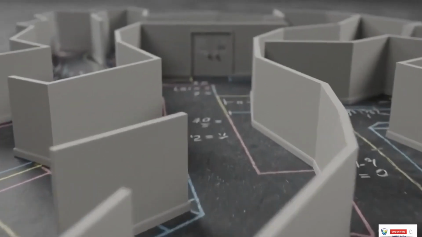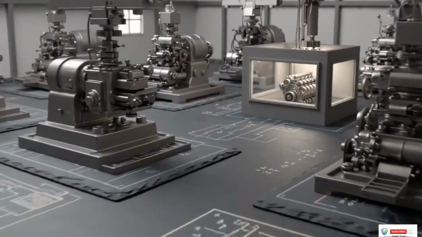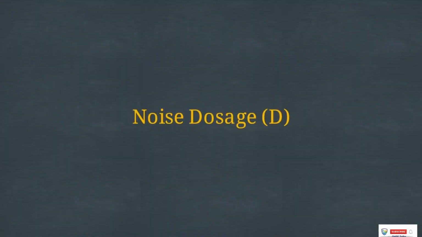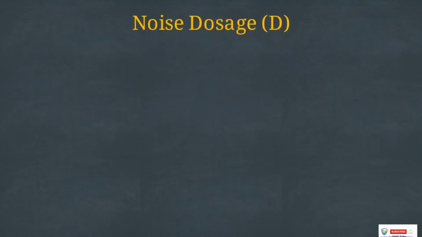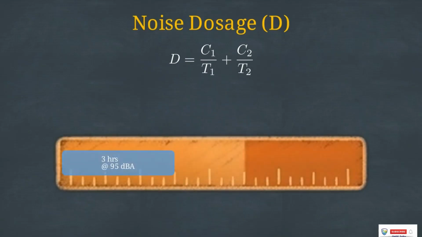Employees move between noise zones all day. They start in a quiet office, spend hours on a manufacturing floor, and finish in a testing cell. To track these moving exposures, we calculate a fractional noise dosage, designated as D. The dosage formula compares C, the actual duration of exposure, against T, the maximum permissible time allowed for that specific decibel level. Suppose a worker spends 3 hours in a 95 decibel zone. We know the permissible limit at 95 decibels is 4 hours. 3 divided by 4 gives us an exposure fraction of 0.75.